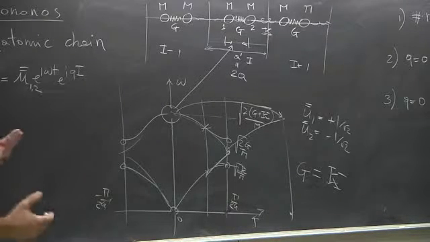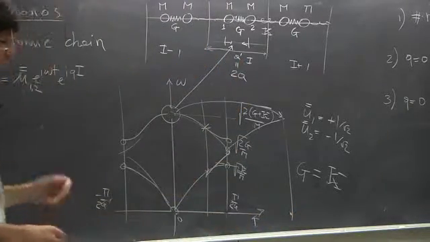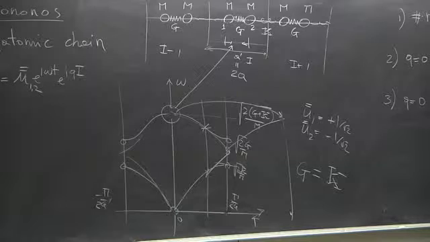Okay, so that what looked like a paradox is actually not a paradox, because we need to remember that we've changed the size of the unit cell, and therefore of the Brillouin zone, by a factor of 2.